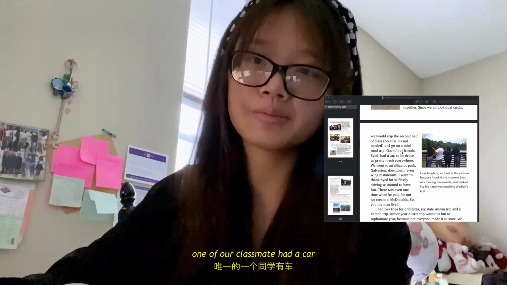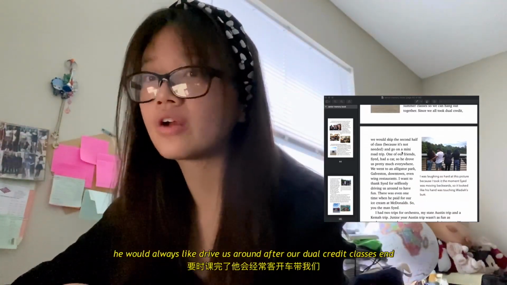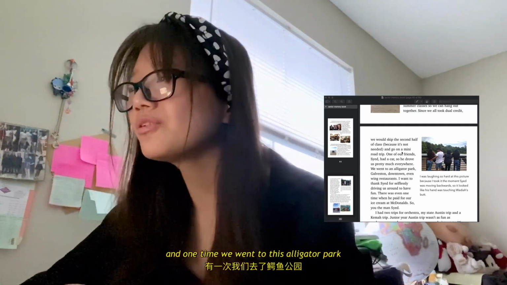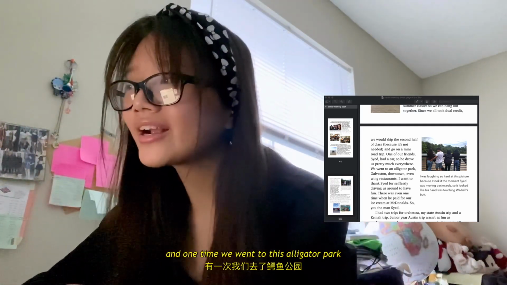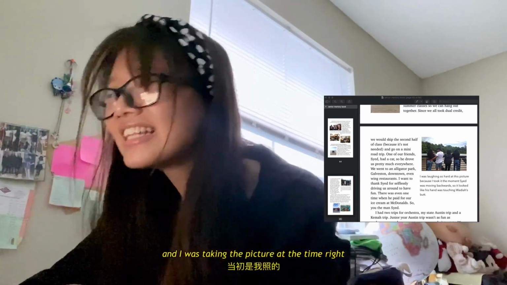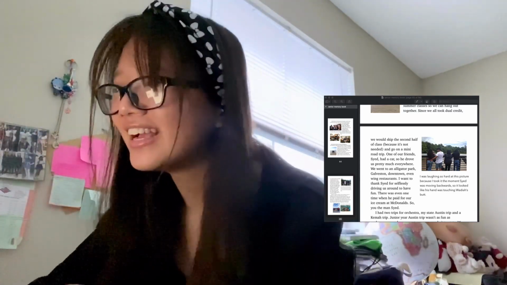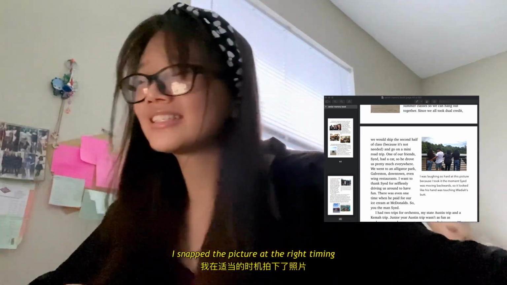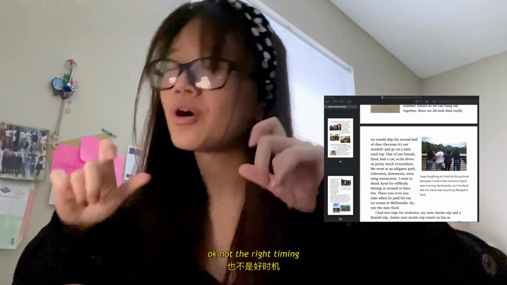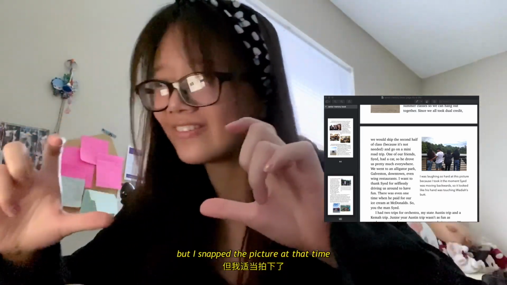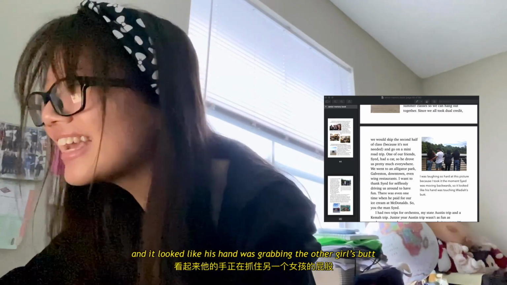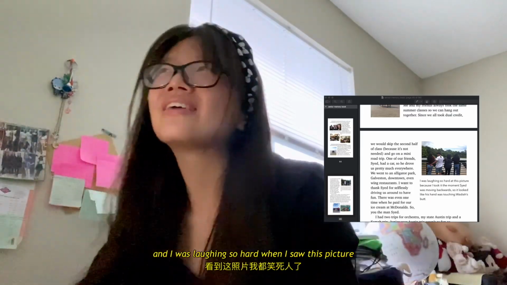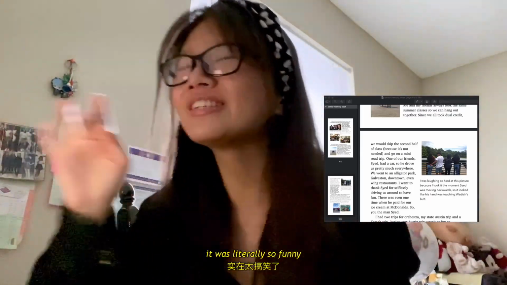One of our classmates had a car, and he would always drive us around after our dual credit classes ended. And one time we went to this alligator park, and we were all taking pictures. And I was taking the picture at the time, right? And then the moment this dude moved back with his hand, I snapped the picture. Okay, not the right timing, but I snapped the picture at that time, and then it looked like his hand was grabbing the other girl's butt because it was right behind it. And I was laughing so hard when I saw this picture. It was really so funny.